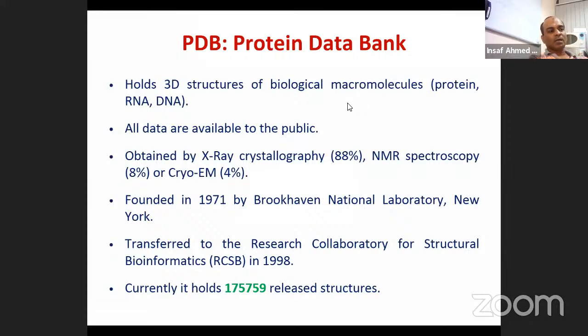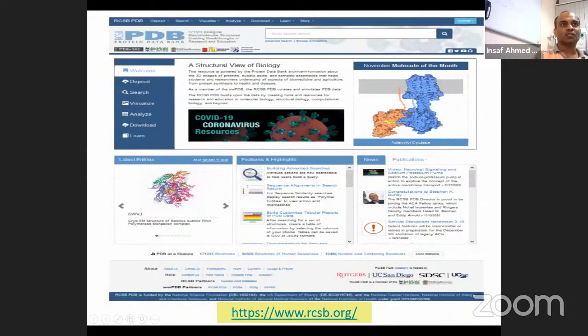So if you see, I told you in 1971, they were having only 8 structures. But today, as of yesterday night, for your information, I have collected the data statistics. It is 1,75,759 structures available there. So you can see how fast it is working.